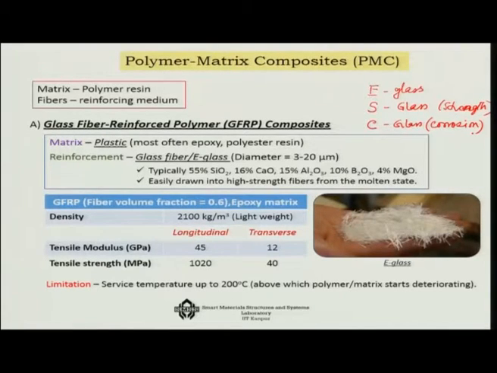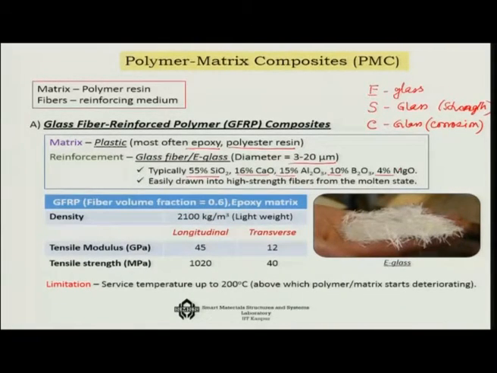However, the most common one is actually E glass fiber, and the most common matrix is actually epoxy or polyester resins. The diameter of this fiber is between 3 to 20 micrometers, and if you look at the composition of each fiber, you will see about 55% silica. So, silica is the major component, then 16% calcium oxide, 15% alumina, 10% boron oxide and 4% magnesium oxide. All these things together make the glass fiber.